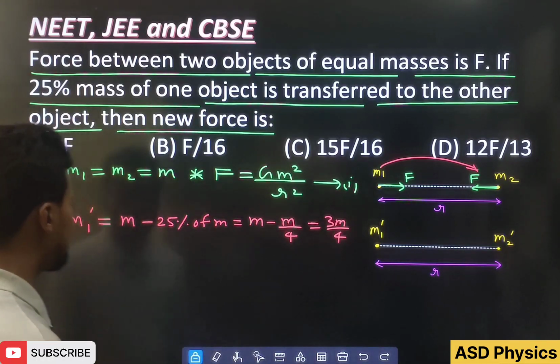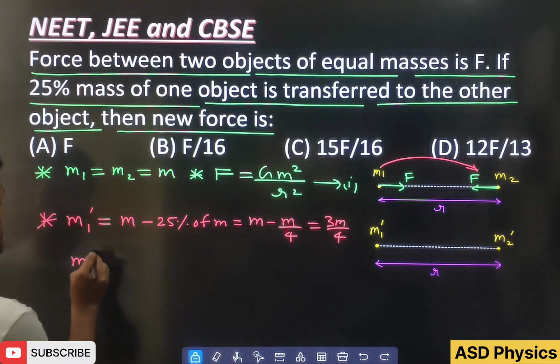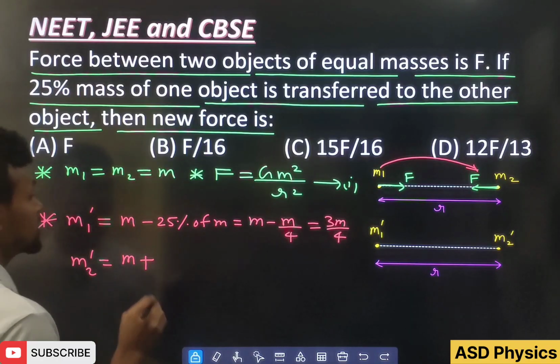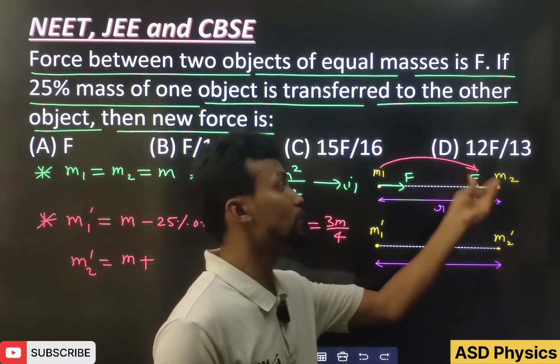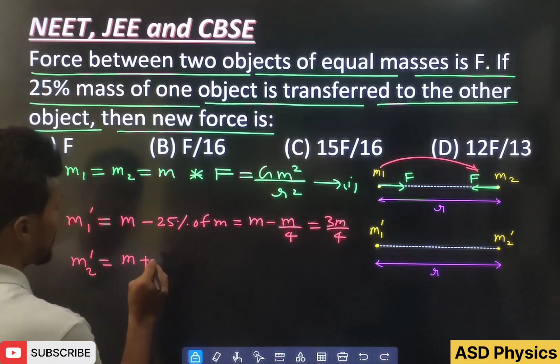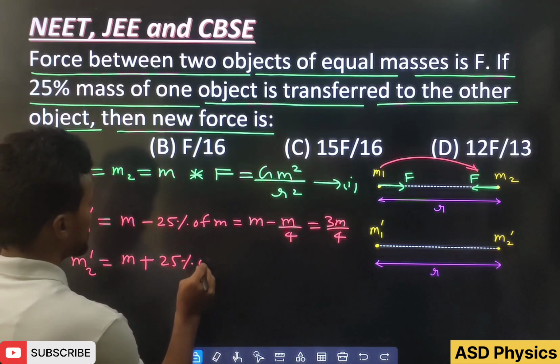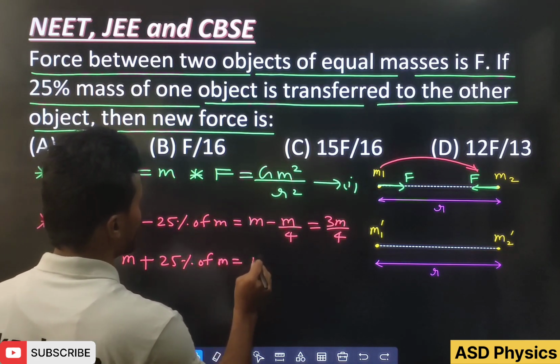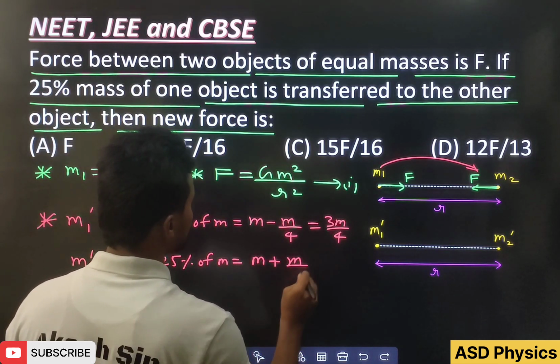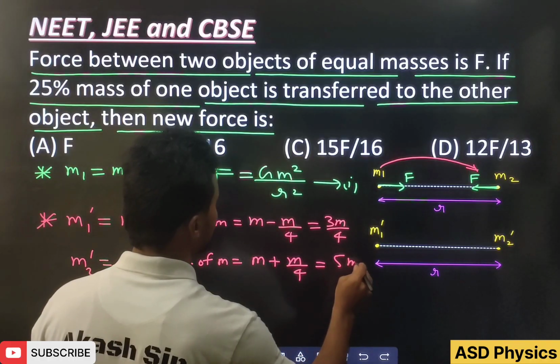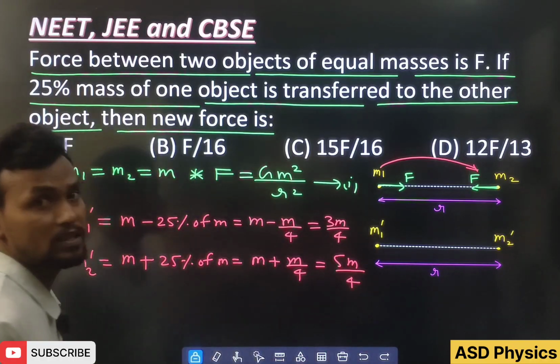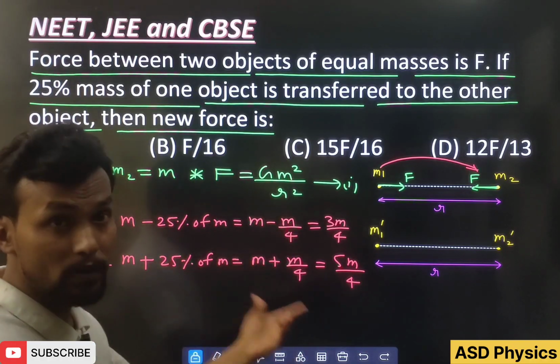And what about the mass on the other body? This 25% is going from M1 to M2, so now this will add up here. M plus 25% of M. So what will this become? M plus M by 4, and this will become 5M by 4. Now these are the new masses.